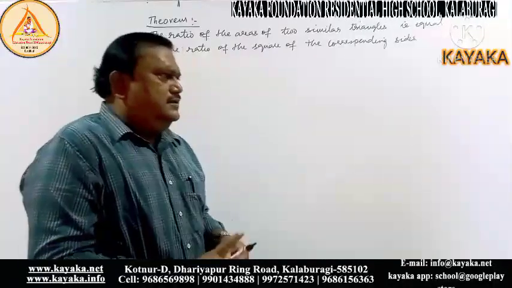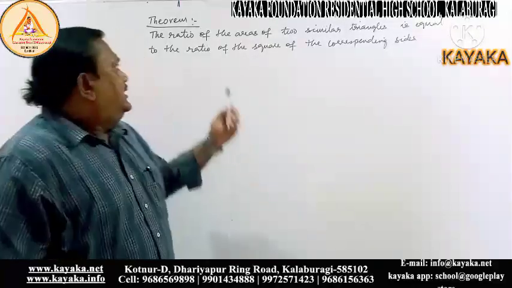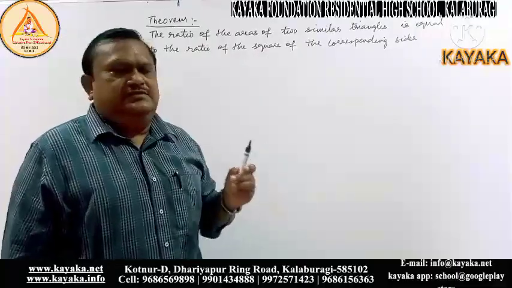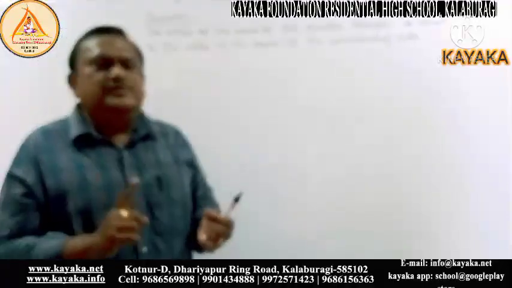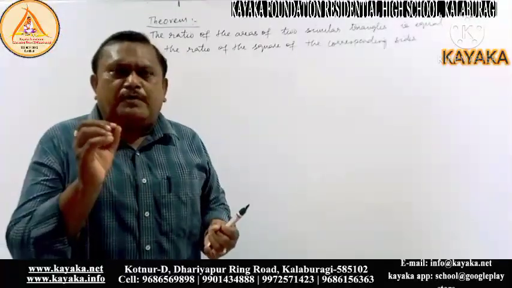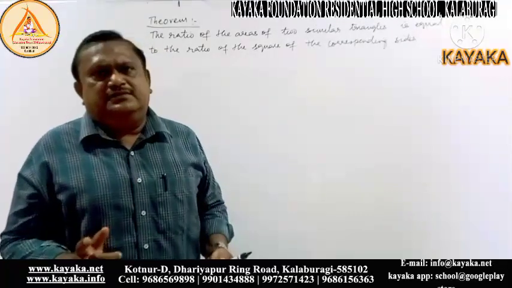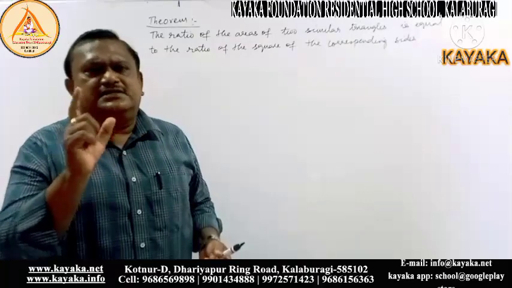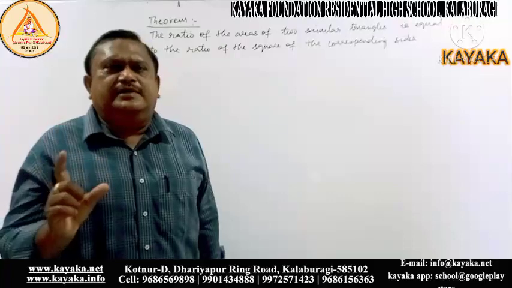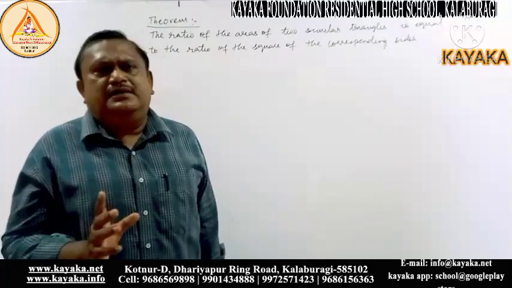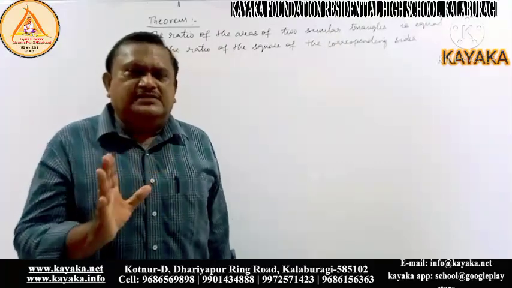See, whenever you get any problem or a theorem, first you have to read that statement correctly. The ratio of the areas of two similar triangles. They are given two similar triangles. Then immediately in your mind you must get what the properties of similar triangles are. First condition: whenever you say two triangles are similar, the corresponding angles must be equal and the corresponding sides must be proportional. Then only we can say that the two triangles are similar.